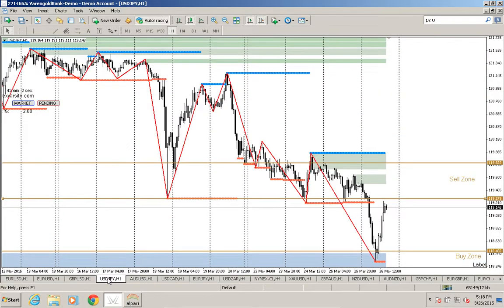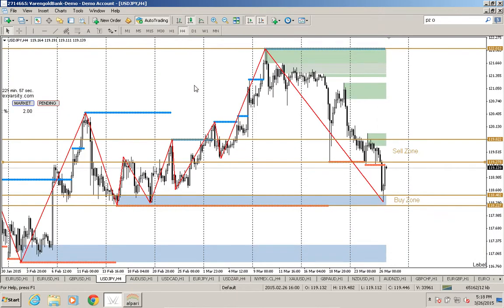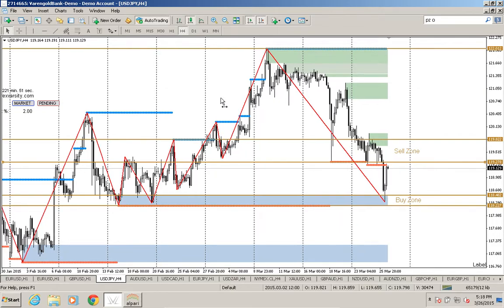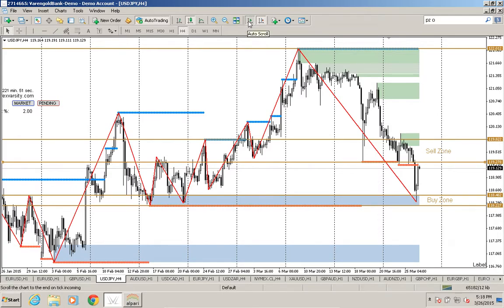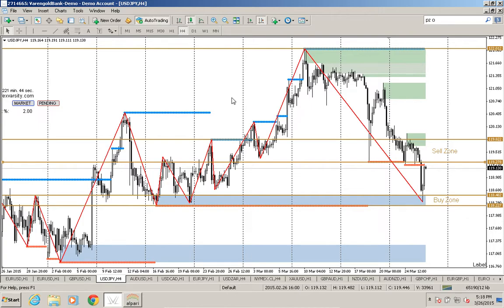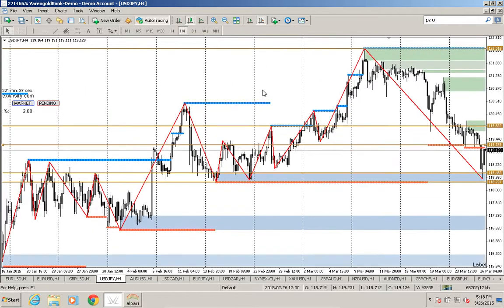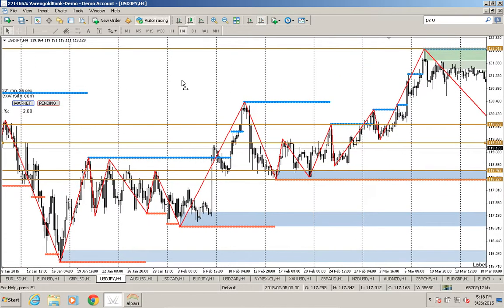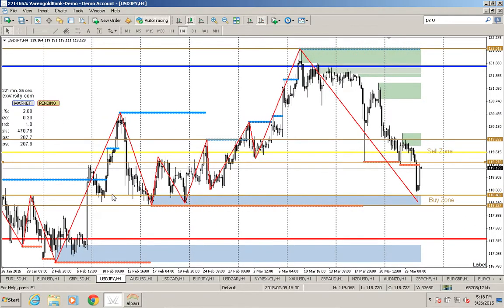If we go over to, let's start using our 4 hours. So if we take our 4 hour chart on US dollar JPY, you can zoom out just once and then move a bit back. You can see, let's just take it from the 17th.